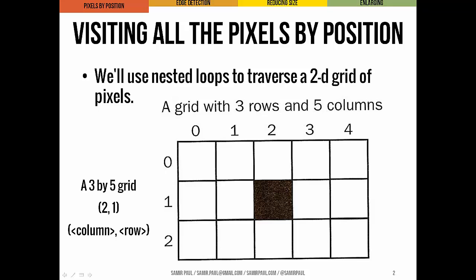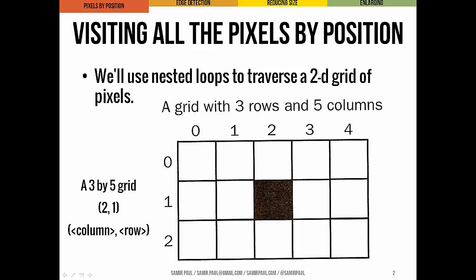On the other hand, some image processing algorithms use a nested loop structure so that they can traverse the 2D grid of pixels. So this image shows that grid. Its height is 3 rows, numbered 0 through 2. Its width is 5 columns, numbered 0 through 4.